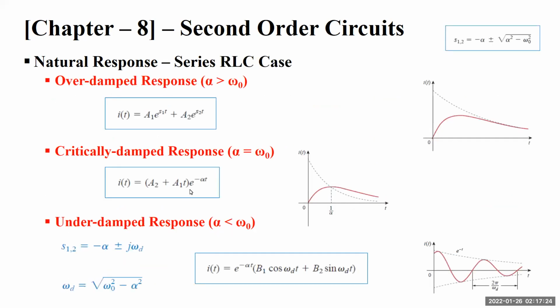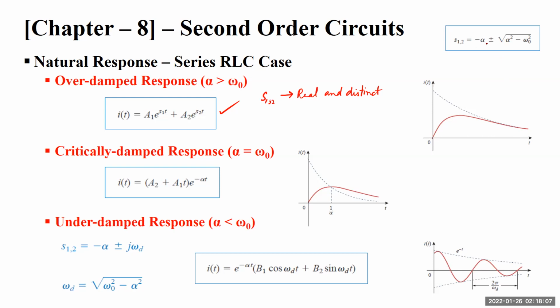So moving ahead, for the series RLC case, we remember that we derived this equation, i(t) equals A1 e raised to power S1t plus A2 e raised to power S2t. This one was the generic response. And if our roots S1, S2 are real and distinct, we will have this form of solution. Or in other words, we can say that our alpha is greater than omega naught. This will be our solution, and the graph for this solution will look something like this.